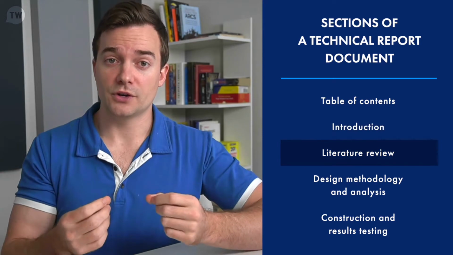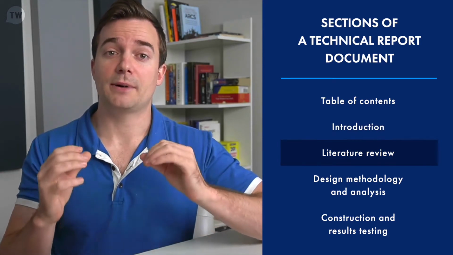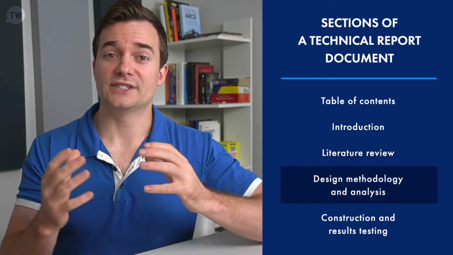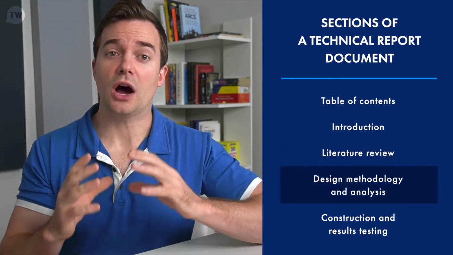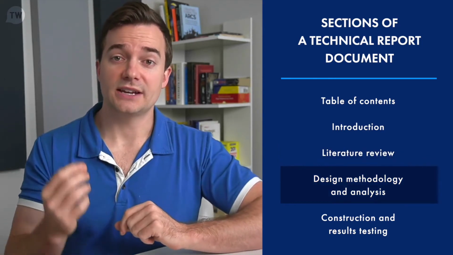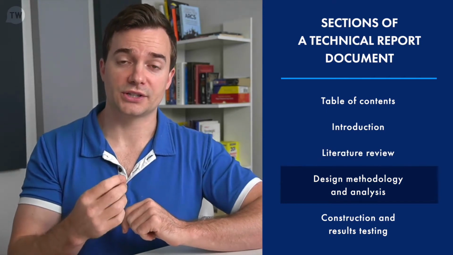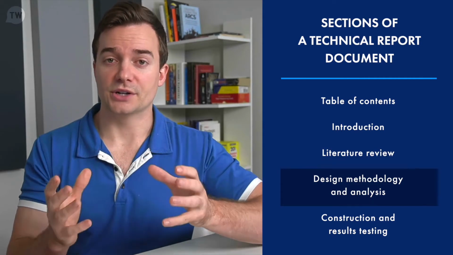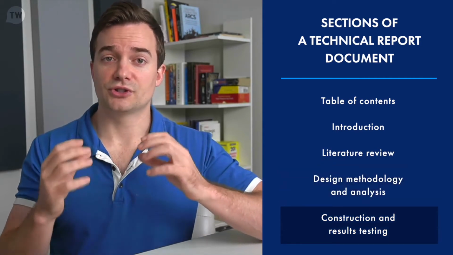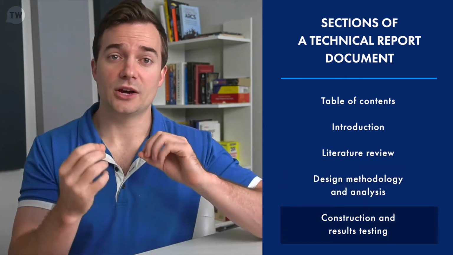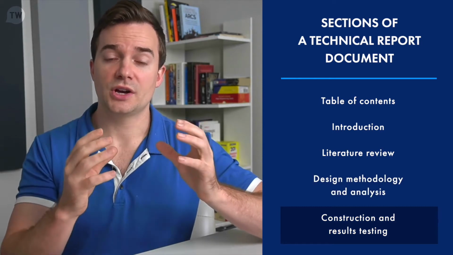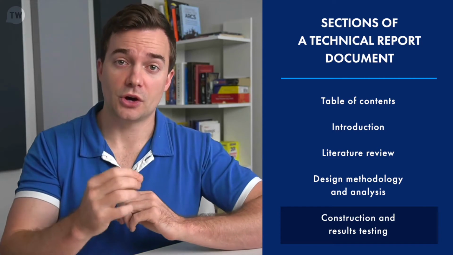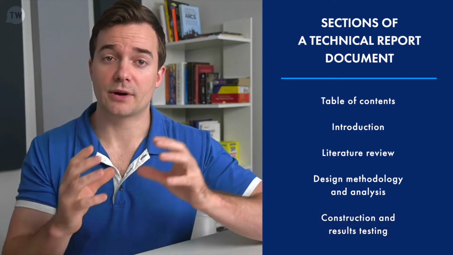And we have literature review, which looks at research and published content on the subject of the document. We also have design methodology and analysis, which talks about the specific approach taken when working on the project and how well that approach meets the objectives of the project. And the construction and results testing part, which gives details on the actual building or implementation of whatever the technical report document is about, and reports on the results from each iteration of the process testing.